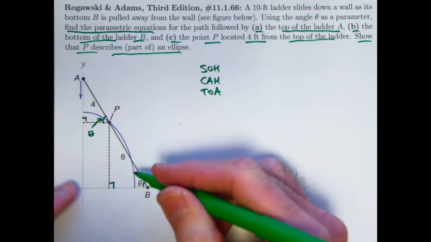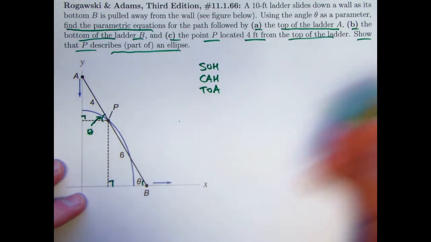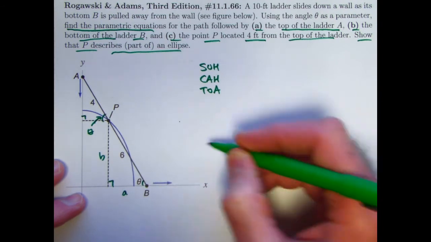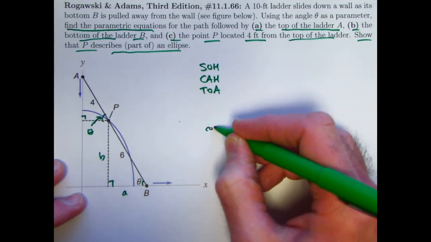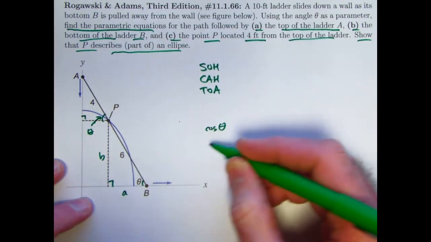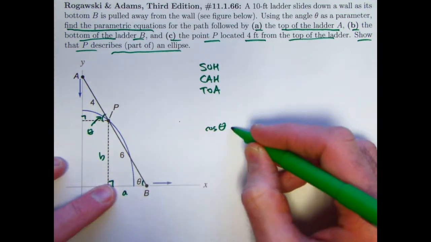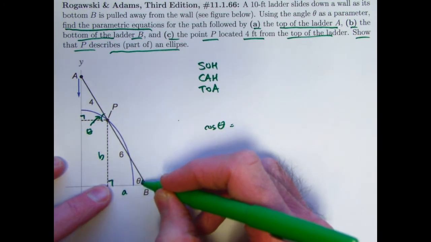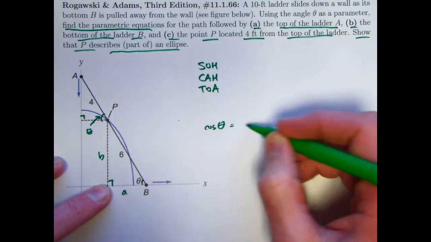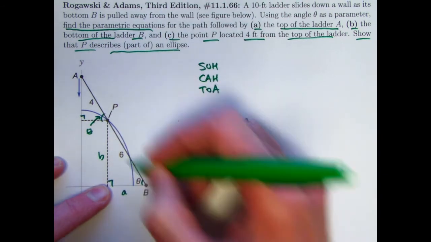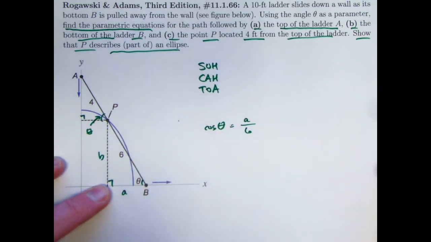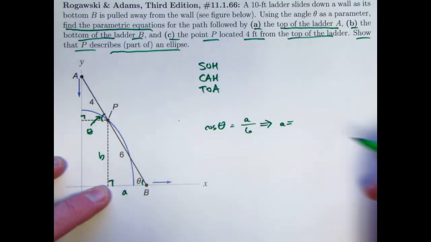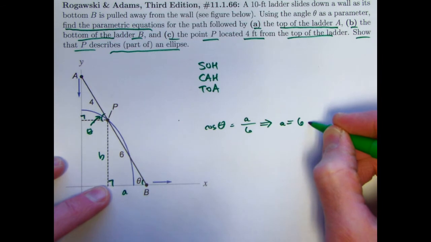So for example, if we look at this bigger right triangle down here, and let's say label this side A and this side B, then we can say that cosine of theta, looking at this bigger triangle, is by CAH, adjacent over hypotenuse. For this angle, the adjacent side is A, and the hypotenuse, the long side, is 6. So A can be solved for by multiplying both sides by 6. A is 6 cosine theta.